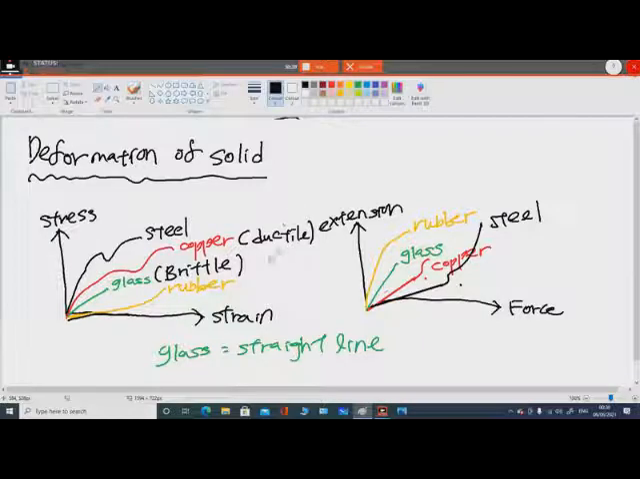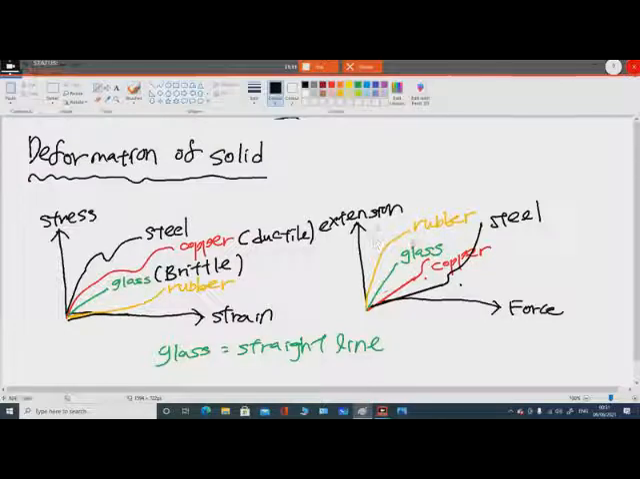Okay, so these are two important keywords which we need to remember. Let me explain about this. We can see that steel has a maximum stress, and glass only has a proportional limit.